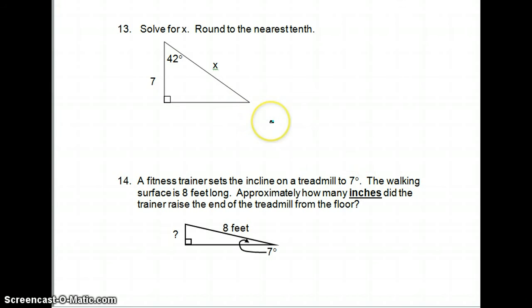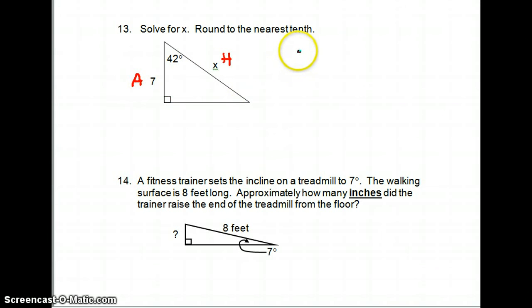Number 13, solve for x. Round to the nearest tenth. Okay, the angle is here. We know the hypotenuse is across from the right angle, so that's going to go here. Opposite would be over here, so this is going to be adjacent. So we've got A and H.